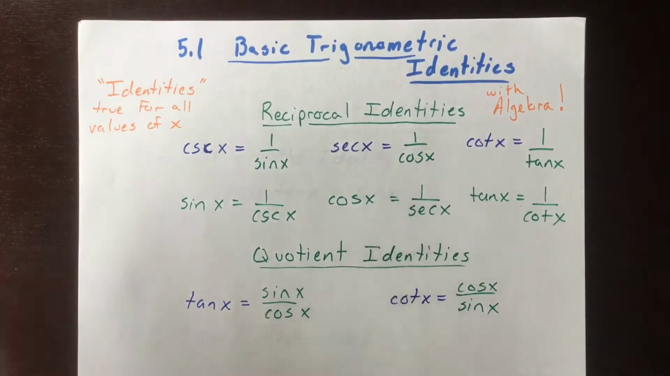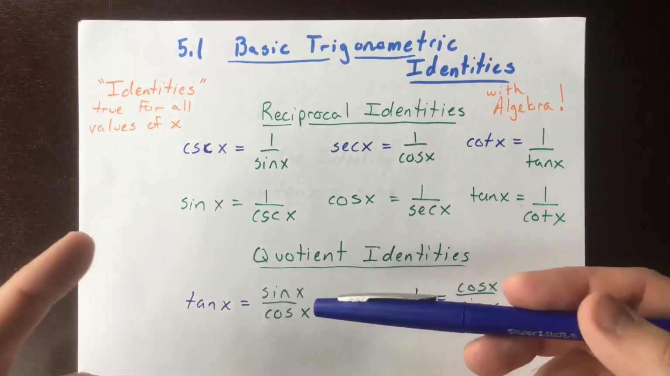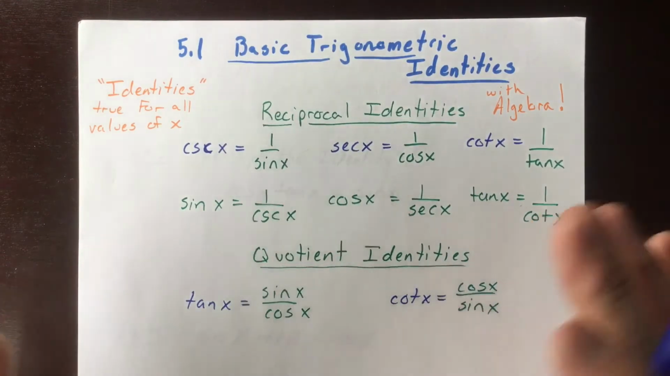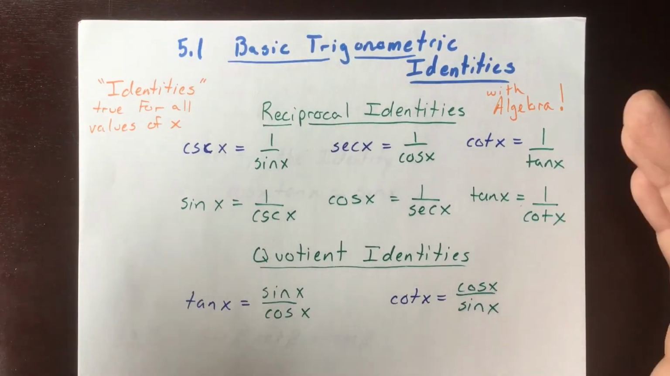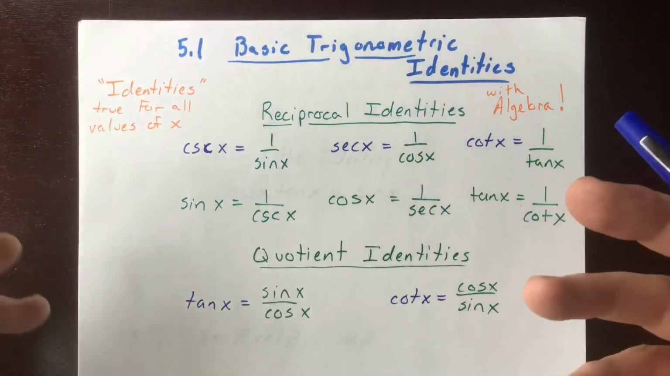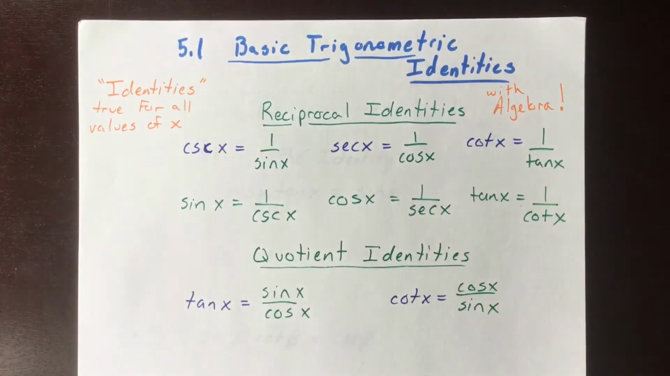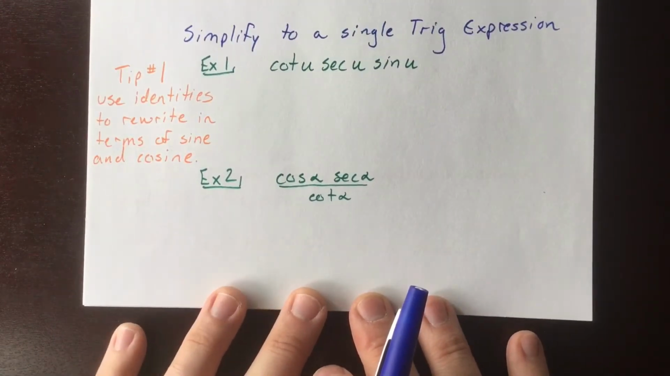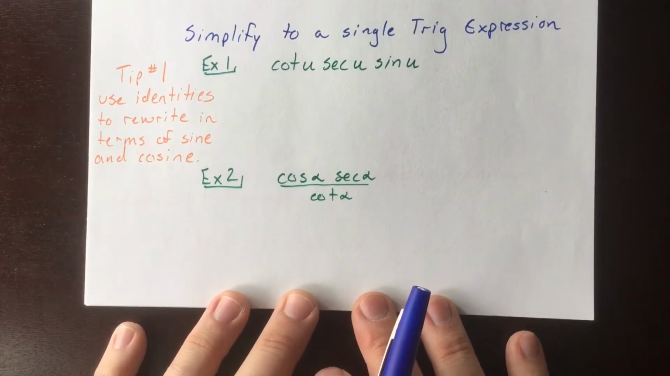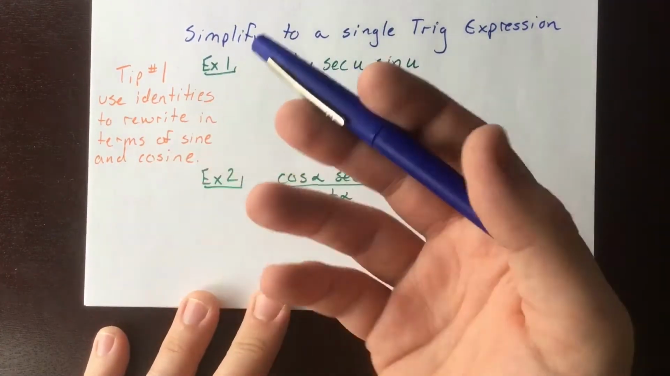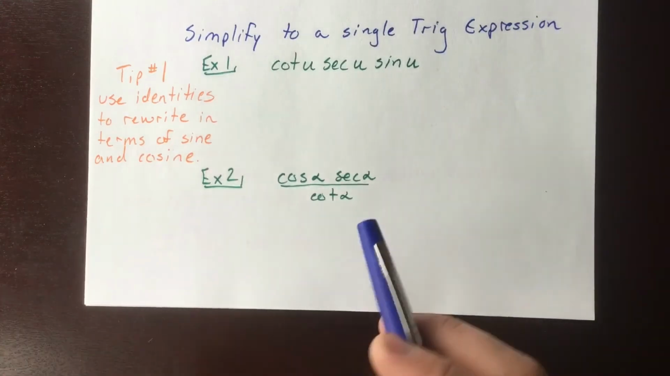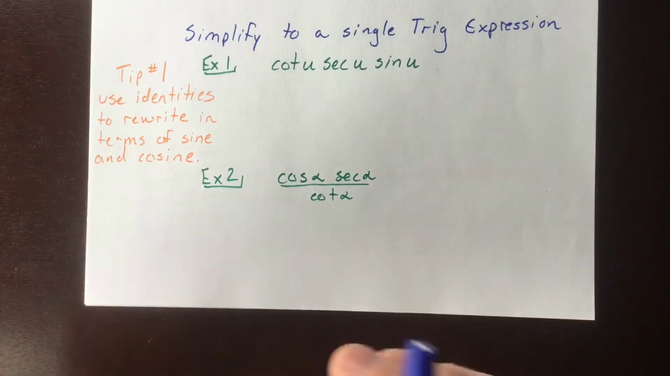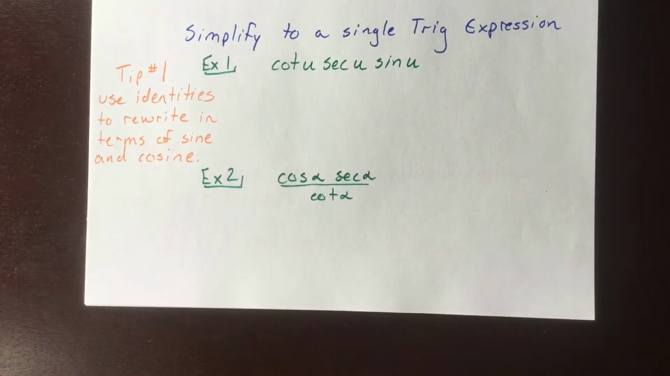And then with our quotient identities, we know that tangent is sine over cosine, and that cotangent is cosine over sine. So within this section, we're going to be using these identities to simplify and to prove algebraic expressions. So let's begin. Let's simplify these expressions into a single trig expression. So the very first tip, hot tip number 1: use the identities to rewrite in terms of sine and cosine. So whatever we have, we're going to try to rewrite in terms of sine and cosine.